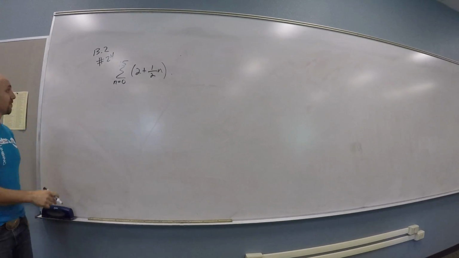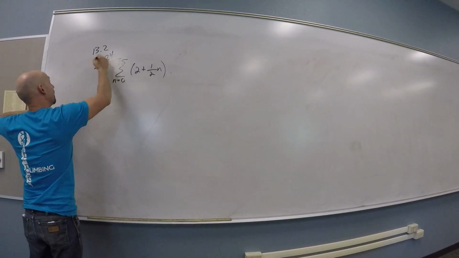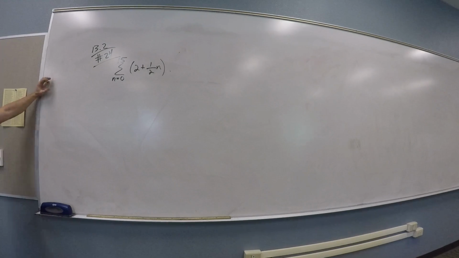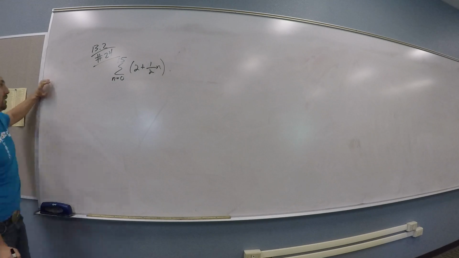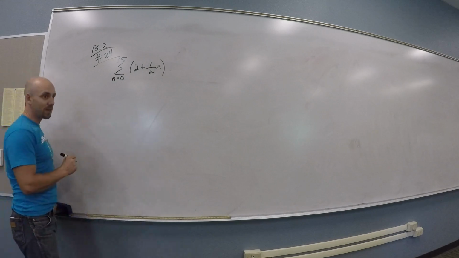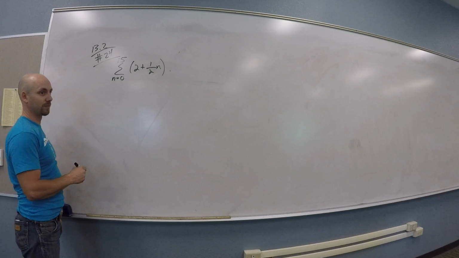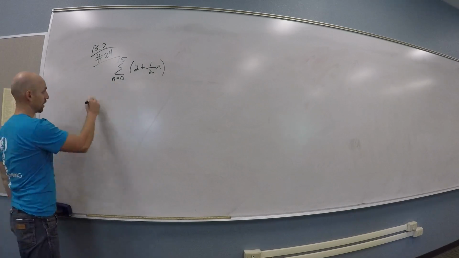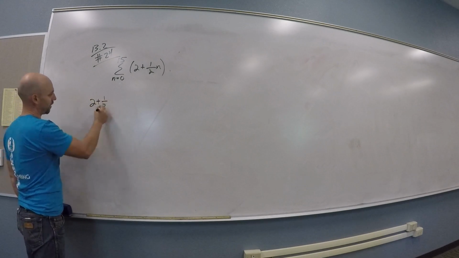Okay, so let's try the hopefully chill 13.2, number 24. So I'm summing from 0 to 15, 2 plus 1/2 times n. First things first, you make a little sum to orient yourself. The first term should be from n is 0, right? So that'll be 2 plus 1/2 times 0.